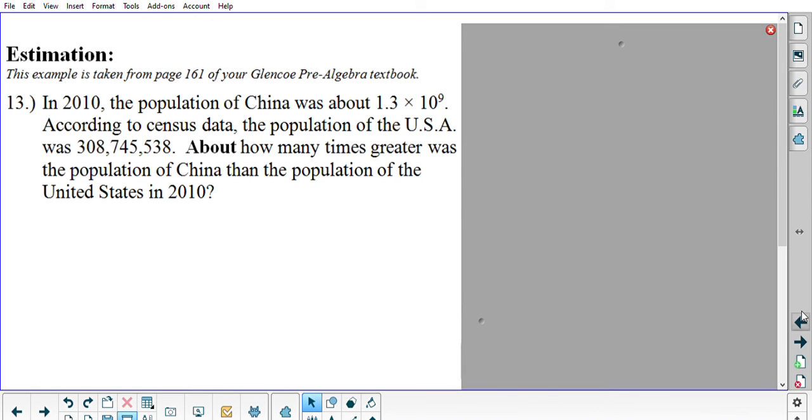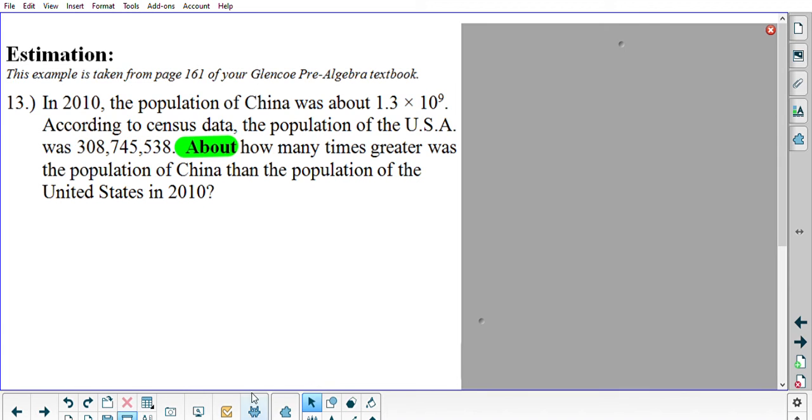All right, I hope you've already done number 13 and number 14. Number 13 says that in 2010, the population in China was about 1.3 times 10 to the ninth. According to census data, the population in the United States of America was 308,745,538. Now, key word, about. About means some kind of rounding should be involved. About how many times greater was the population of China than the population of the United States in 2010?